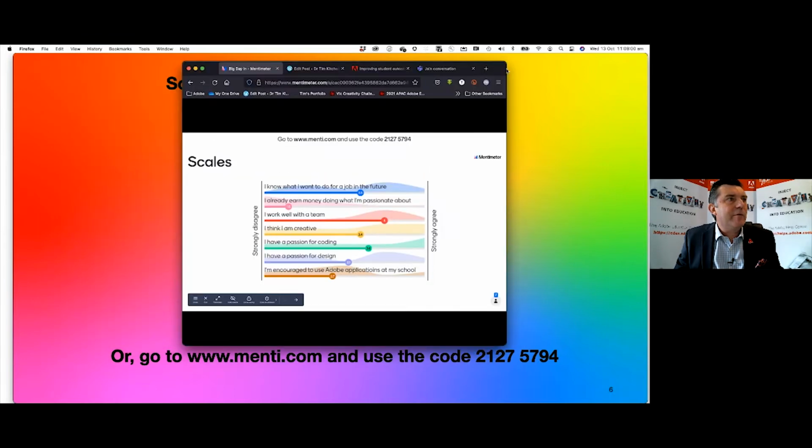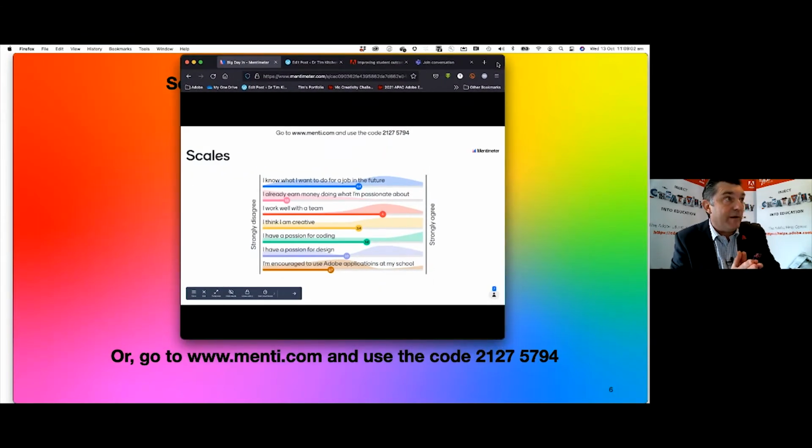But let's have a look at some of the results. From the first range statement, I know what I want to do for a job in the future, we've got a fair range here, and most of you kind of agree with that. Two of you not sure, two of you disagree. It's interesting to see that most of you know what you want to do in the future, and that's really cool. But it's pretty unusual. Usually I find it's often the other way around. We've got one person who strongly disagrees. So it's great to see that you've got confidence as to where you're heading in the future.